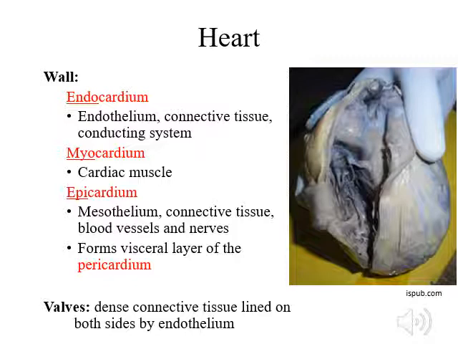subendocardial layer. Deep to the endocardium is the myocardium. So this is where the cardiac muscle, which performs the pumping of the heart, resides. And then on the outer aspect of the wall is the epicardium. So this is composed of a mesothelium layer, again, simple squamous epithelial cells, overlying connective tissue containing both blood vessels as well as nerves. The epicardium will also fuse and form part of the pericardium. The valves of the heart are composed of dense connective tissue lined on both sides by endothelium.